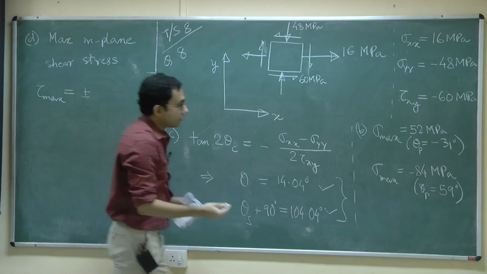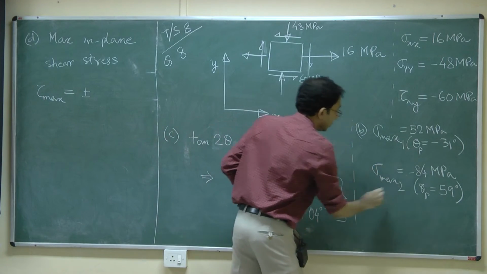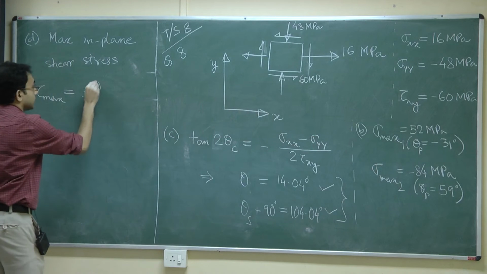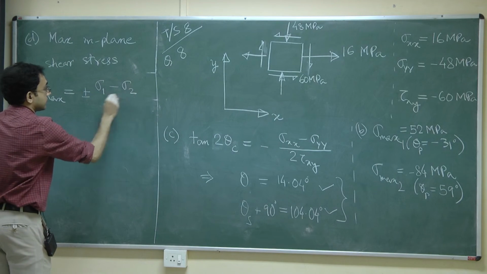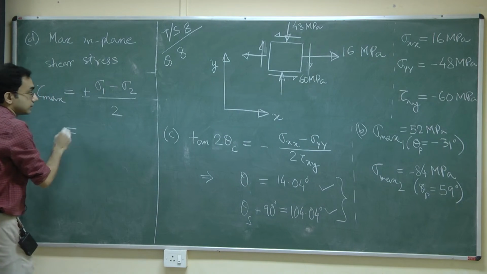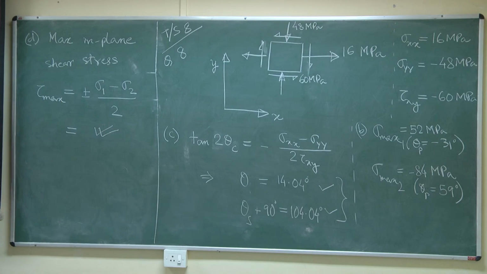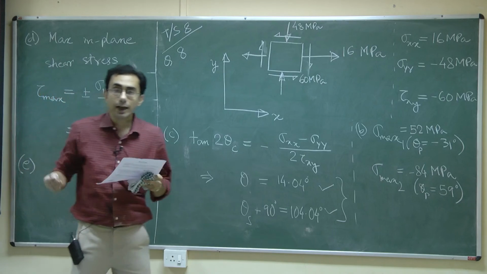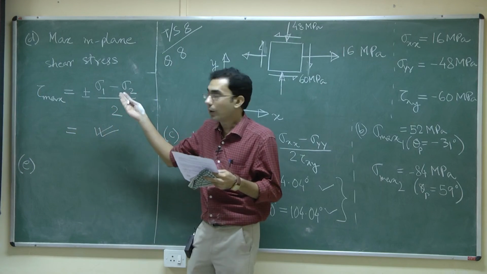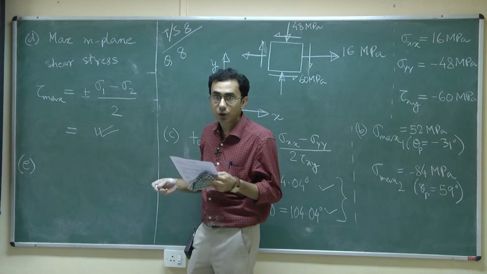So, maybe we can number this as 1 and this is 2. You can find out this answer. Okay. And finally, for part E, what has been asked is to find out the corresponding normal stress. Corresponding means when you have the maximum shear stress, what is the value of the corresponding normal stress.